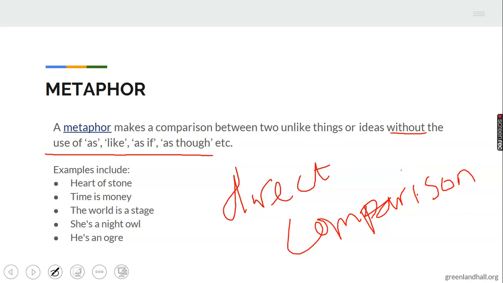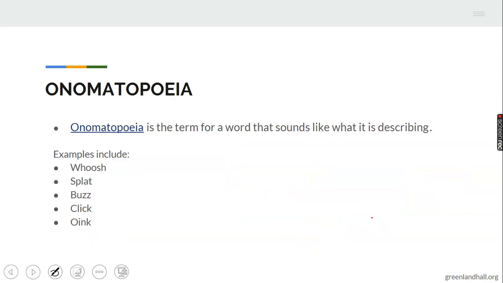Then time is money. It's telling you that you don't waste time. I spend my time as I spend my money. My time is my money. That means my time is precious to me, like money is precious to me. The world is a stage. It's a place you come to and display your talent. These are very good examples of metaphor.